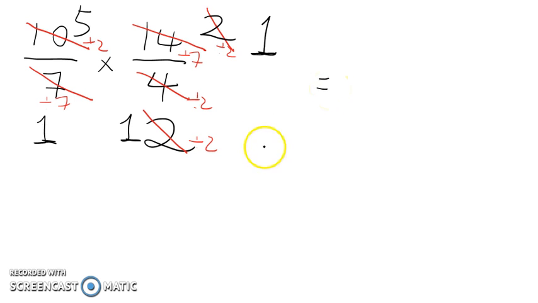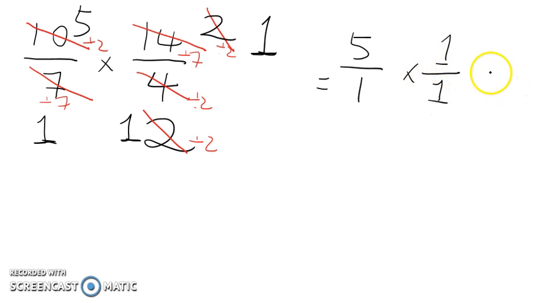Now, if only everything was clear enough, then you can just do the multiplication. But in here, I'll clarify. What is left is 5 on the top, 1 in the bottom, 1 on the top, and 1 in the bottom. So we end up getting 5 as the final answer.